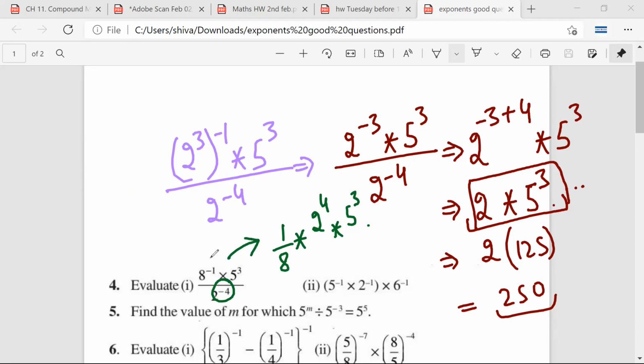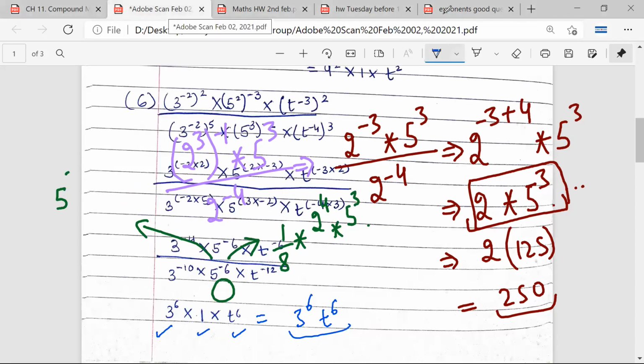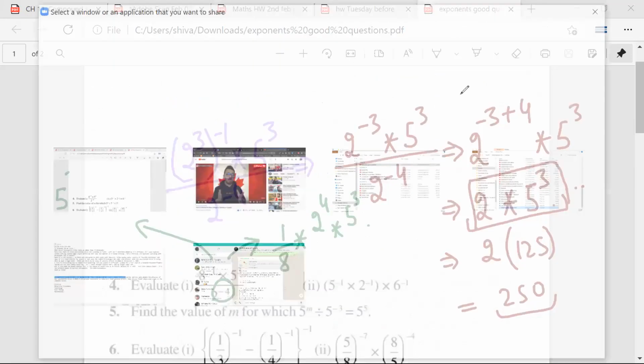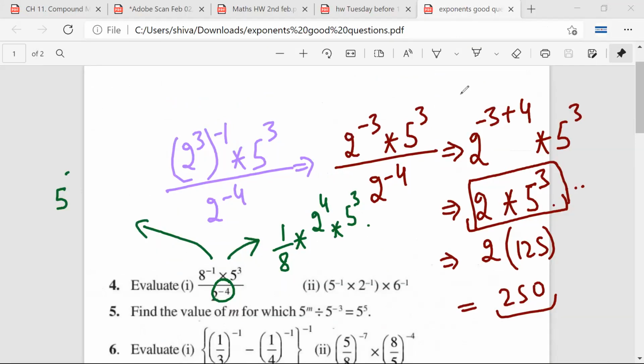So, for example, I think Sami was also saying something. So, इसके बाद यार, it depends upon your comfort, what kind of comfort you have. So I was saying the same thing, except I was saying 2 raised to 4 into 5 raised to 3 upon 8 raised to 1, which is equal to 2 raised to 4 into 5 raised to 3 upon 2 raised to 3.